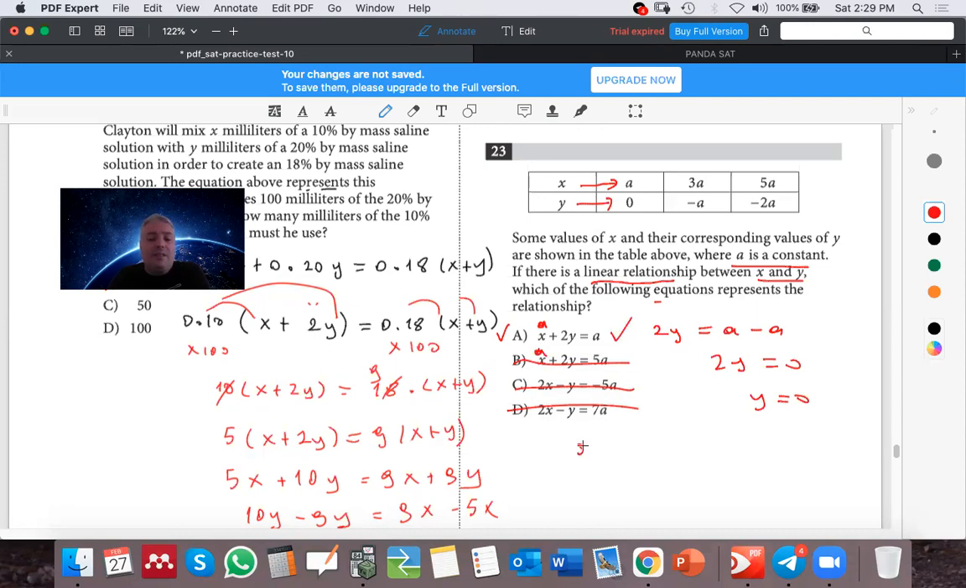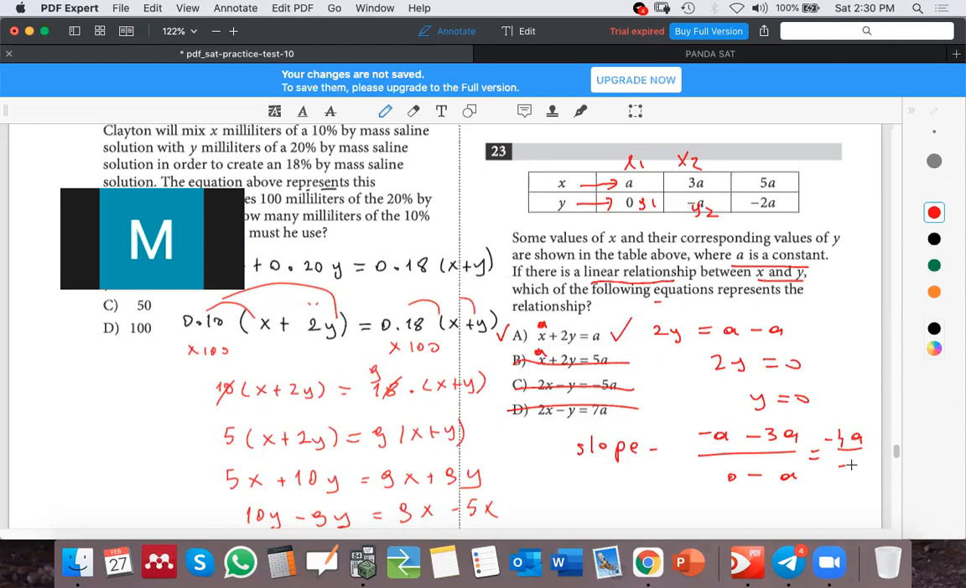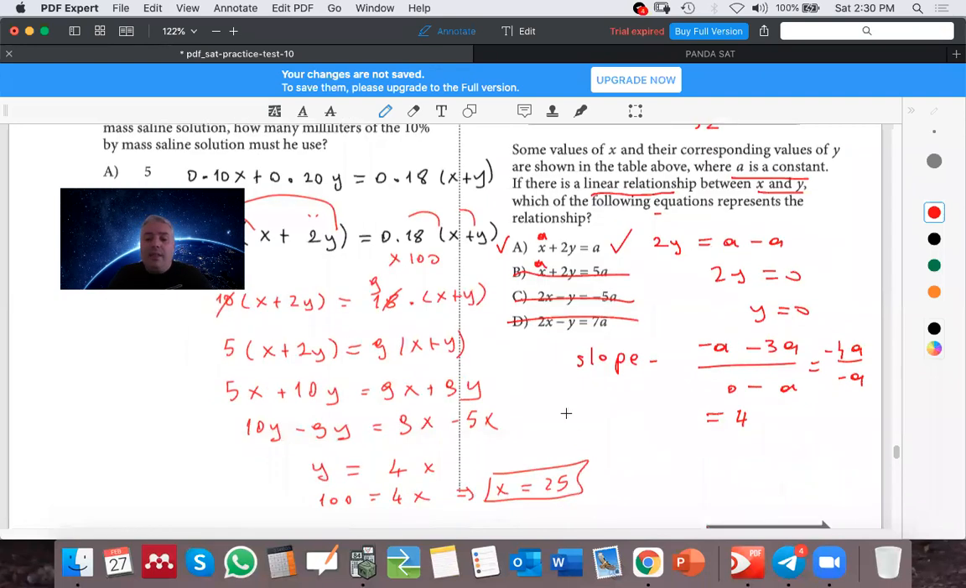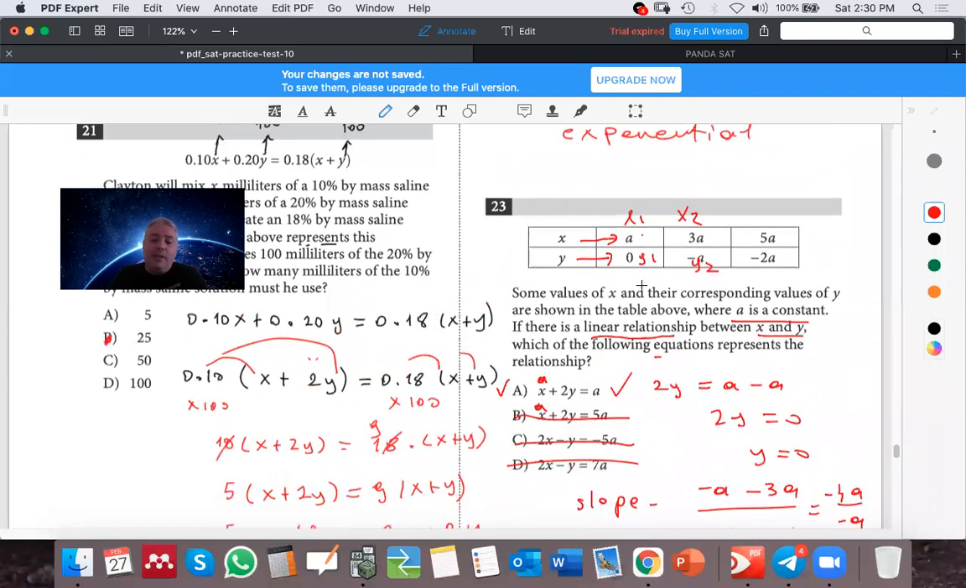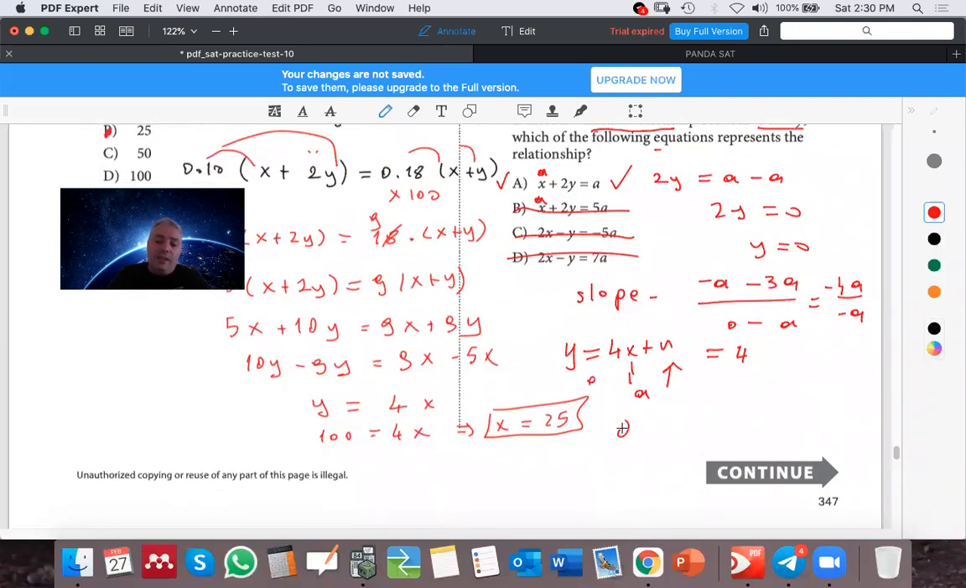I may continue. I can talk about the slope. So the slope will be, with x1, y1, x2, y2, negative a minus 3a divided by 0 minus a, so it will be negative 4a divided by negative a, which simplifies to just 4. And then y is equal to slope times x plus n. In order to find n, when x is a, y is 0, that means 0 is equal to 4a plus n. It means that n is equal to negative 4a, and then finally 4x minus 4a, and so on. I may continue, but no need.